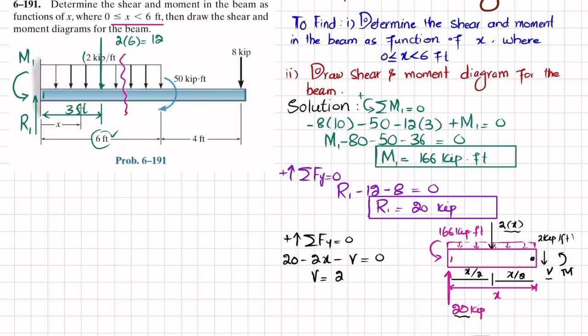So from here we will get V is equal to 20 minus 2x, and the unit will be in kips. This is your shear force. Let this be equation number 1, which is the equation of shear in terms of x, and this is for the region x greater than or equal to 0 and less than 6 feet, where we have cut the beam.